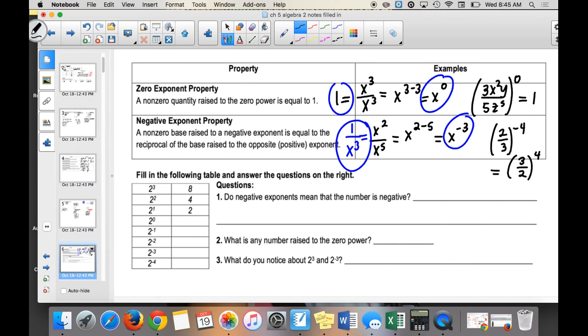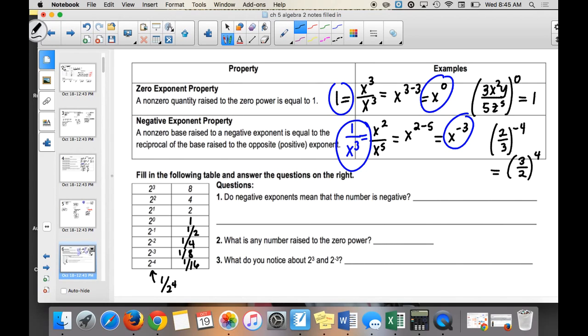It says fill in the following table and answer the questions on the right. So 2 cubed is 8, 2 squared is 4, 2 to the first is 2. Do you see the pattern? 8, 4, 2. So 2 to the 0 is 1. 2 to the negative 1? Yeah, it's 1 over 2, 1 over 2 to the first, right? The next one is 1 over 2 squared, so 1 over 4. Keep dividing by 2: 1/8, and 1 over 16. So that's why 2 to the negative 4 is 1 over 2 to the 4th, which is 1 over 16.